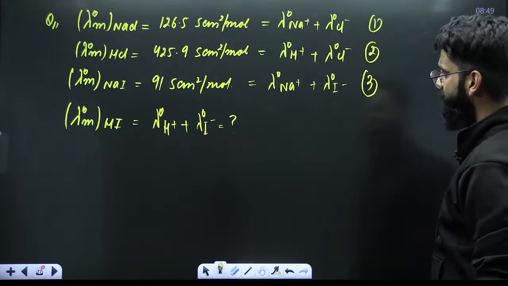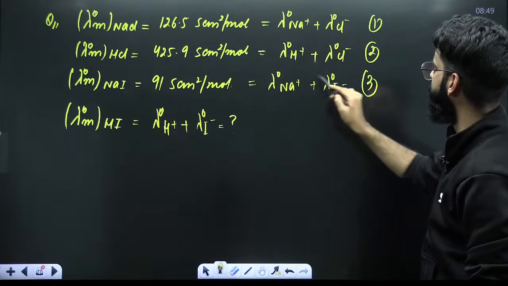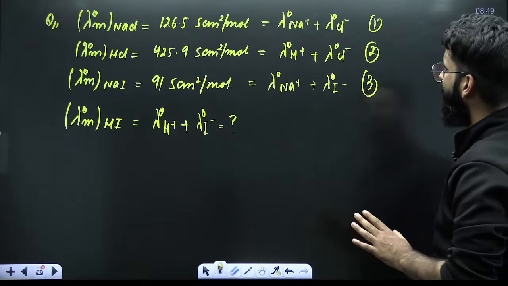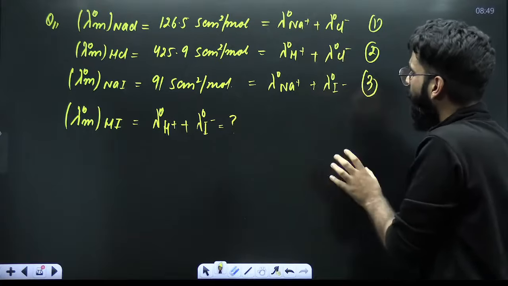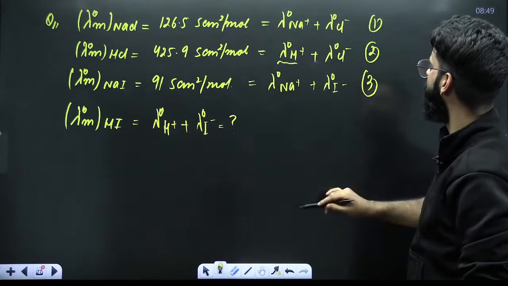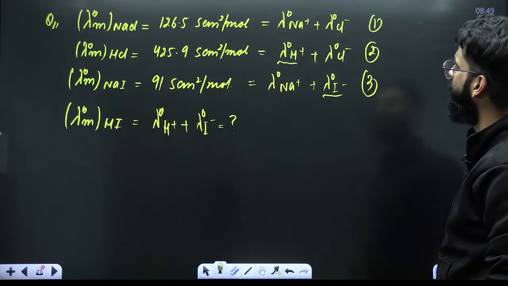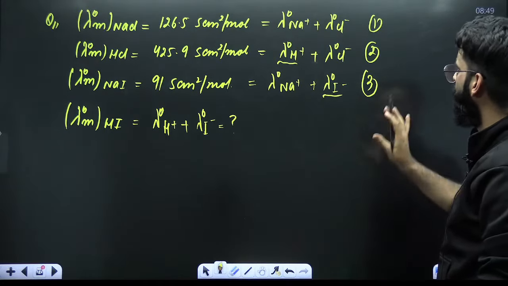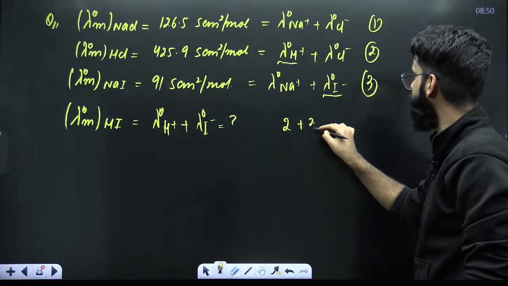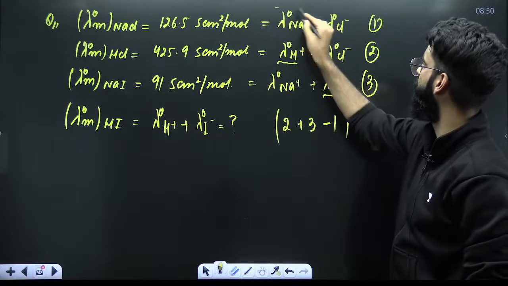From these equations, in total there are 1, 2, 3, 4, 5, 6 terms. Out of these 6 terms, I should get only lambda naught of H positive plus I negative. So there should be only H positive and I negative. Rest all the things should be cancelled out. So what should I be doing? I'll do equation 2 plus equation 3 minus equation 1. Let's see what I'll be getting. I'm subtracting equation number 1.